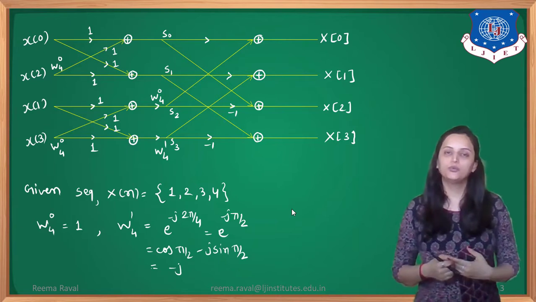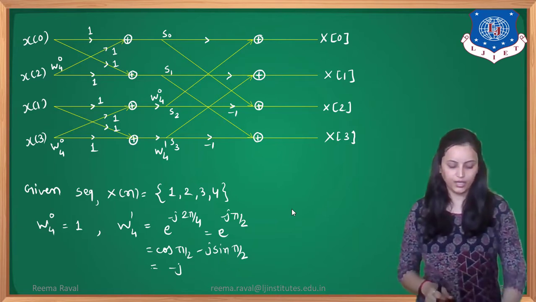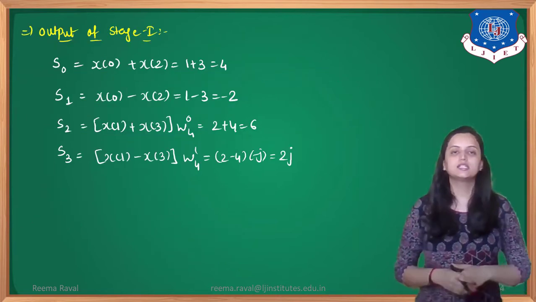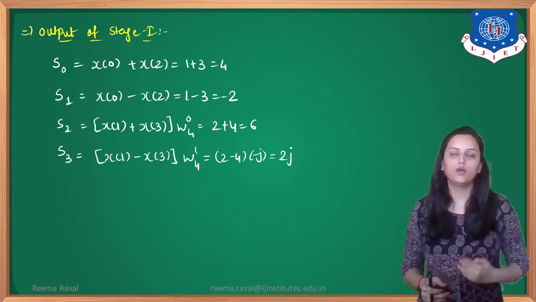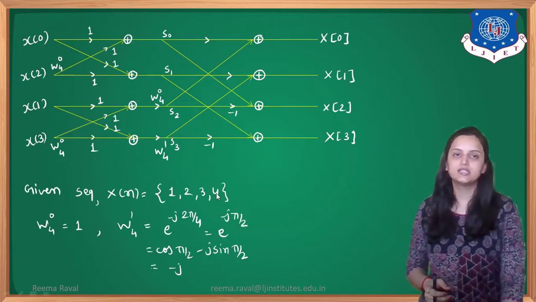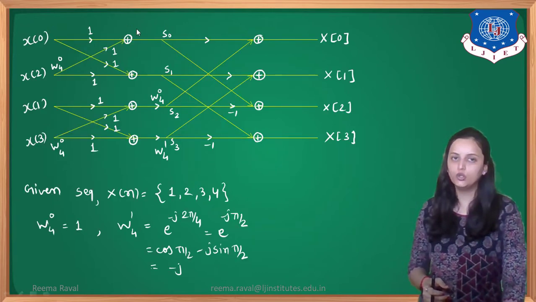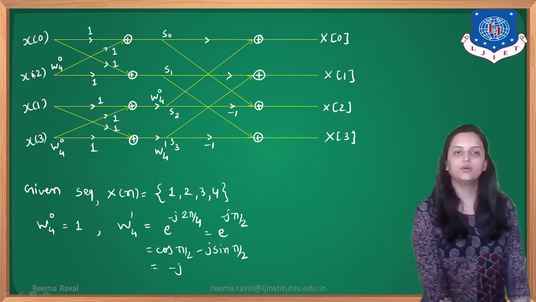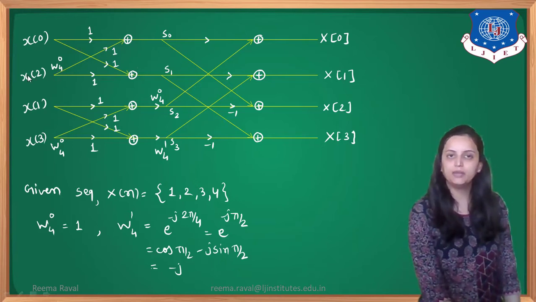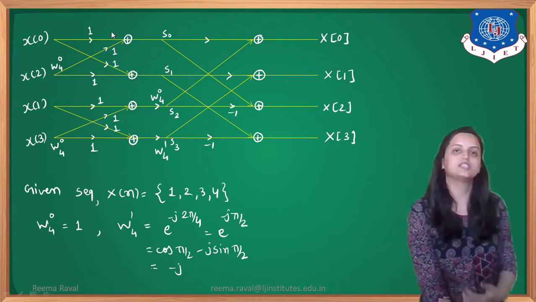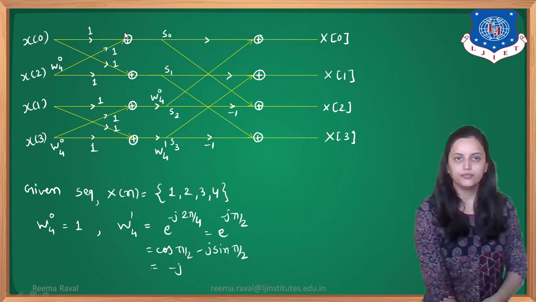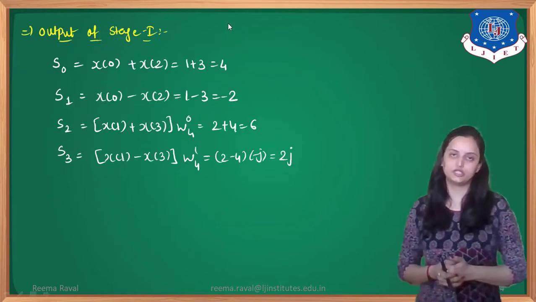Now we will calculate the output for each and every stage. Let us consider the output of stage 1. We are going to denote it as S0 to S3. Now if you look at this diagram, S0 has 2 inputs: the first one is x(0) and the second one is W4^0 multiplied with x(2). So here at this adder we have these 2 inputs. Considering this, we are going to make the equations for the rest of the outputs, as we have seen in the previous session.